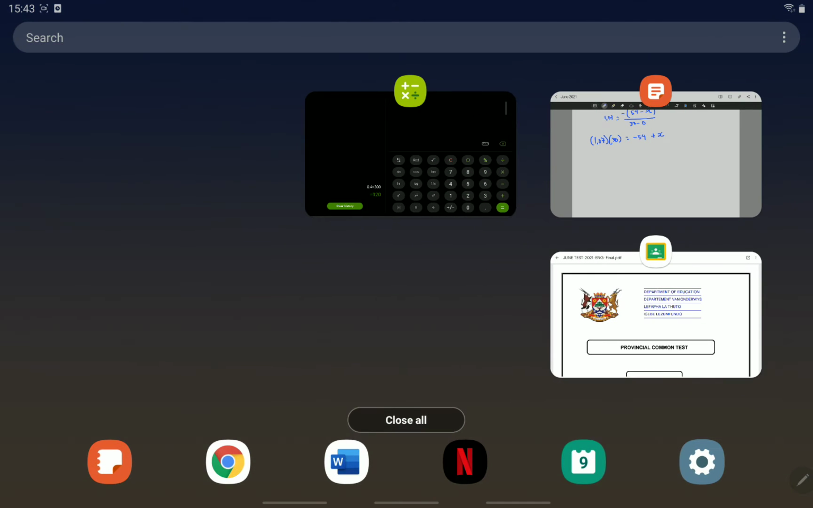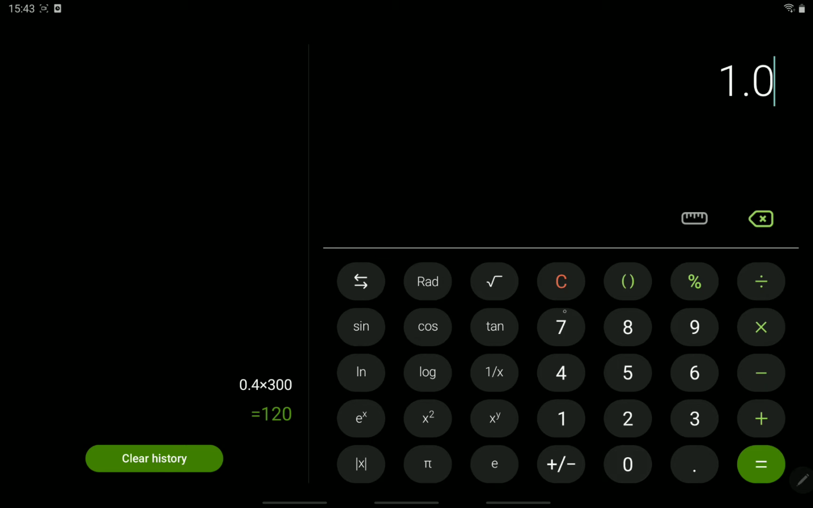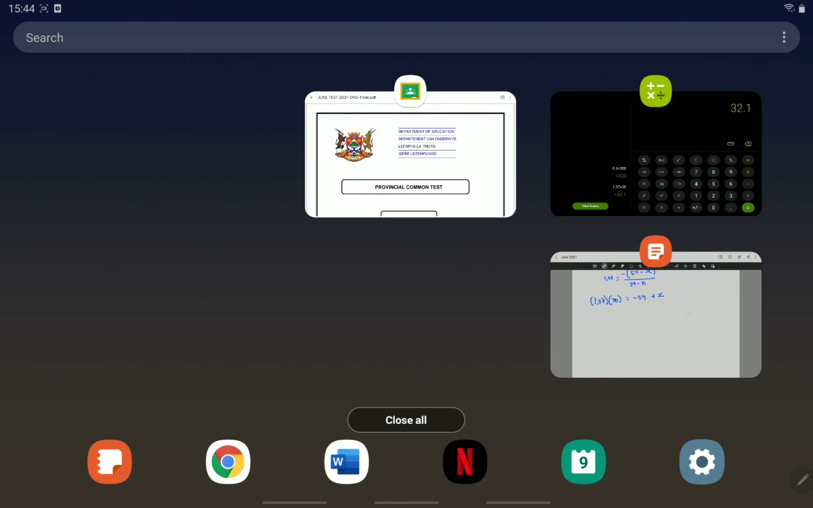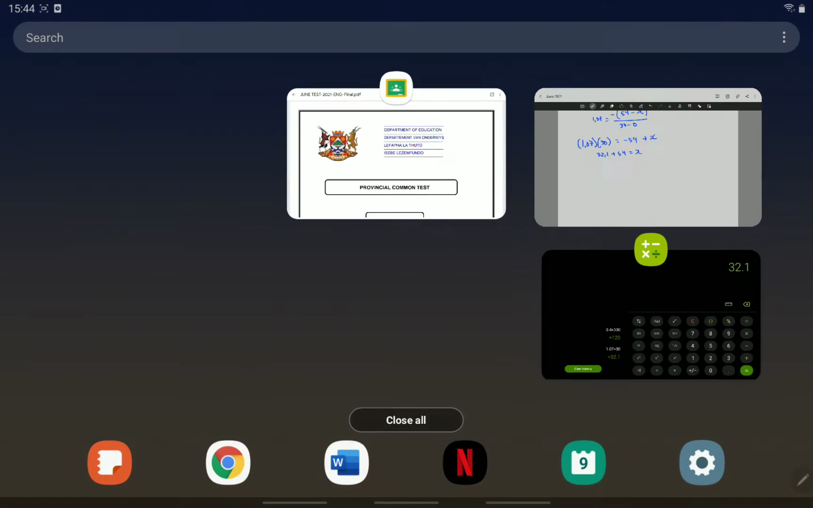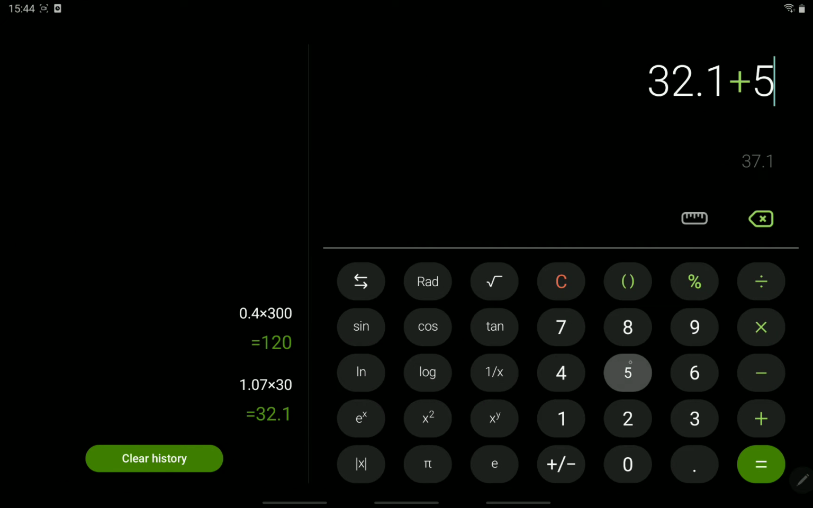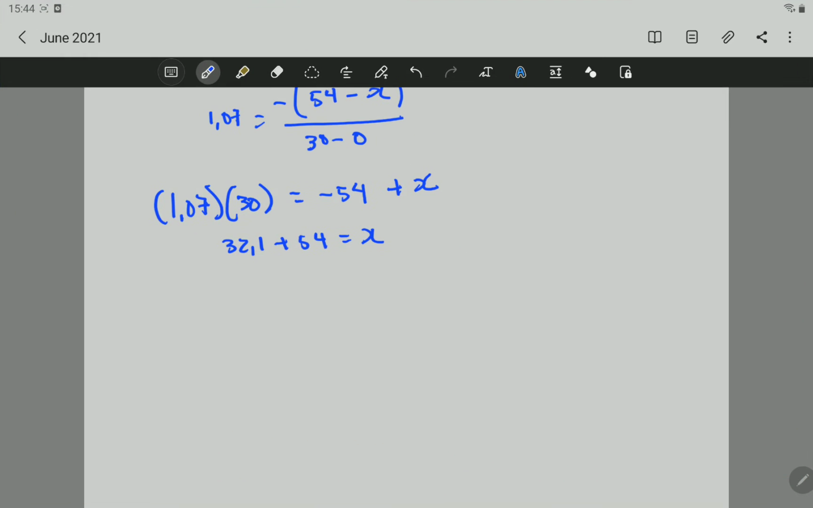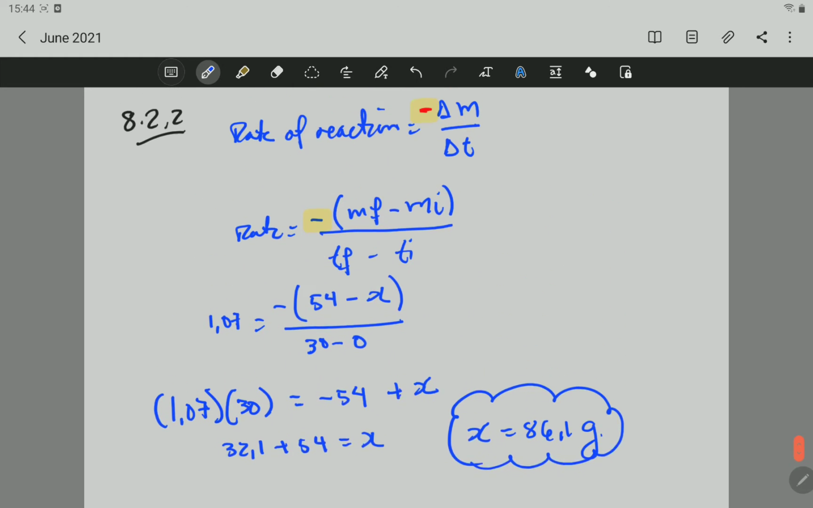This is 1,07 times 30, equal to 32,1. This is 32,1 plus 54, and that is equal to X. All right, 32,1 plus 54, we get 86,1. So X is equal to 86,1 grams. That was the initial mass of calcium carbonate at the beginning of the reaction.